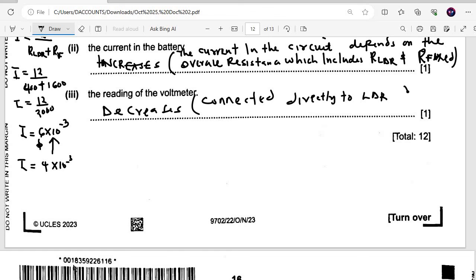So V equals IR. Connected directly to LDR, it's going to read whatever value is attached to it. A low resistance, low voltage. So that's it.